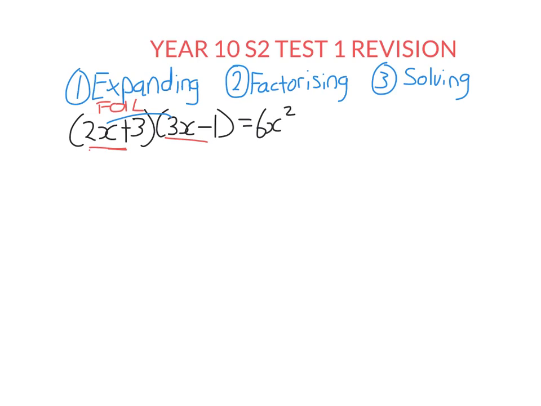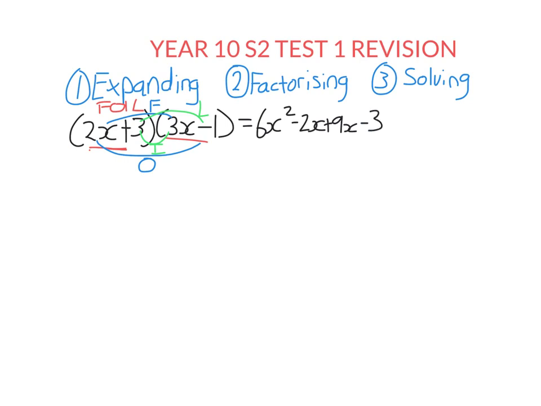The O stands for outsides. So what comes outside in each bracket, in this case it's 2x times minus 1. Then insides, the two things that occur inside the brackets, I'll do it in a different color so it's not too confusing. That would be 3 times 3x, positive 9x. And then finally the L in FOIL stands for last, the things that occur last in each bracket. So in this case 3 times minus 1, which is negative 3.